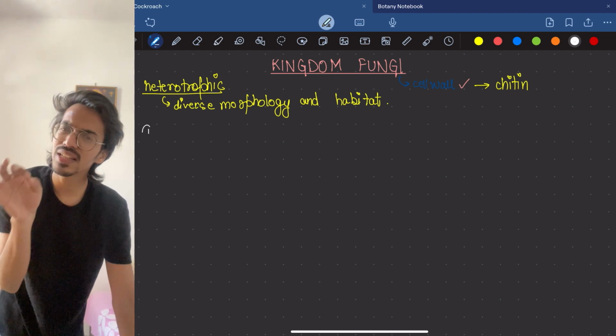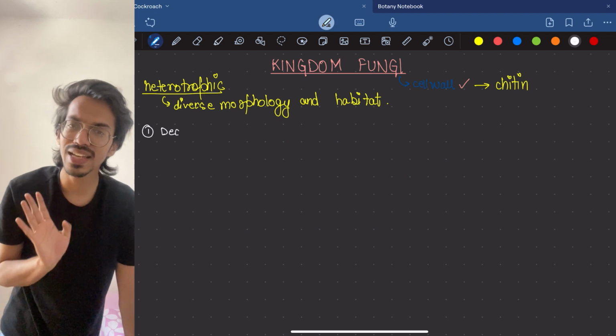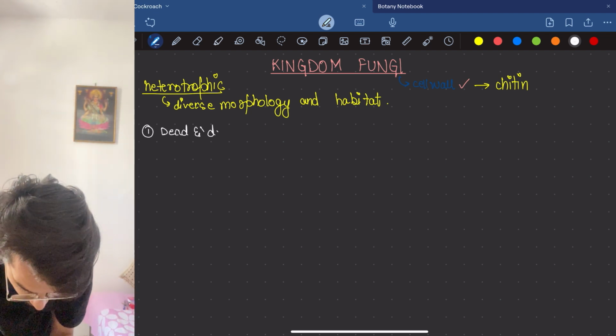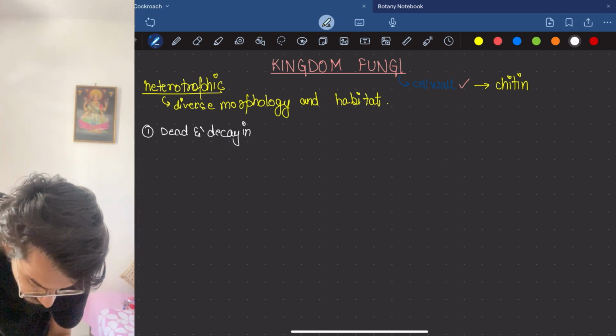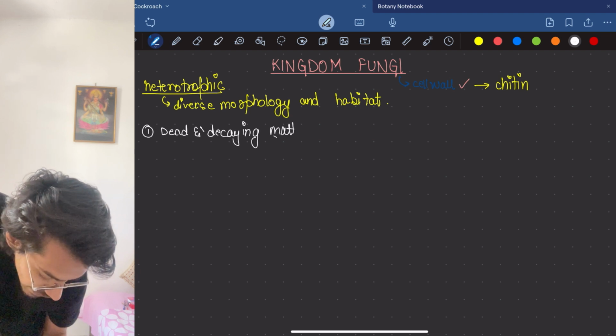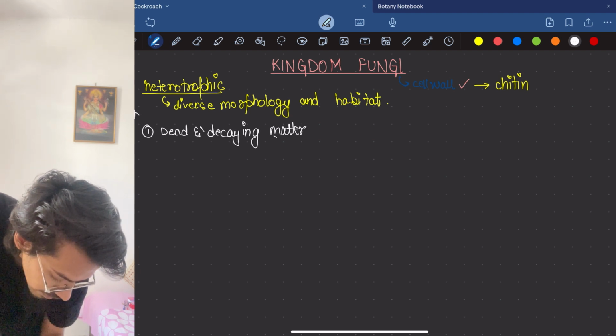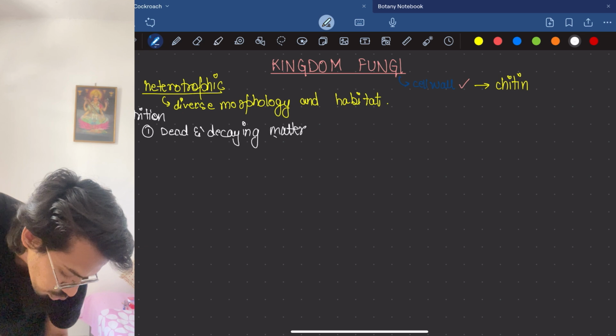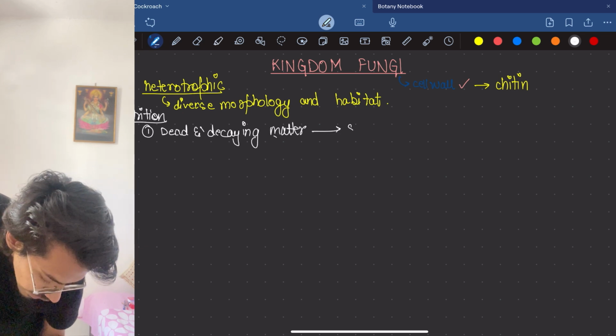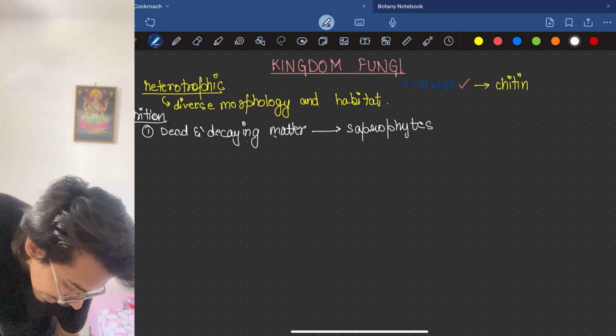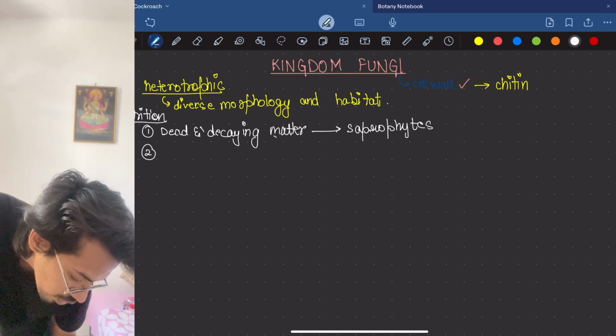So basically anything which is getting decayed. First thing is, they might be present at the place where dead and decaying matter is present, for their food. This is what I am telling you about nutrition. If they take food from that, we call them saprophytes.